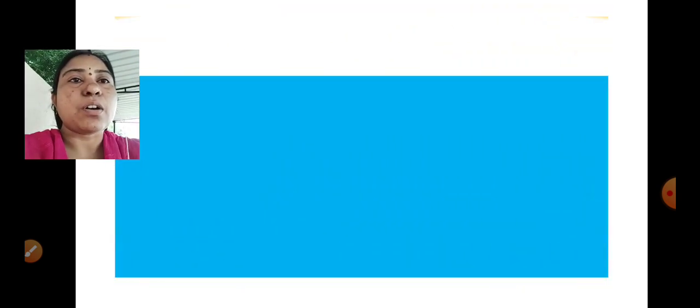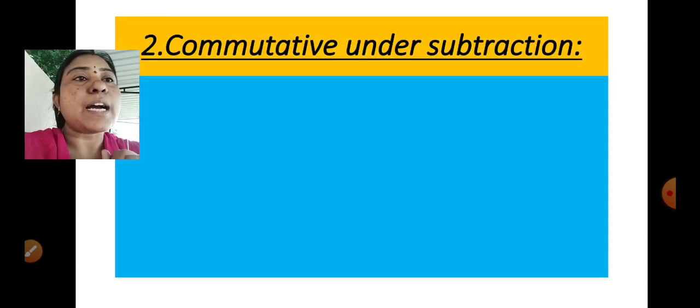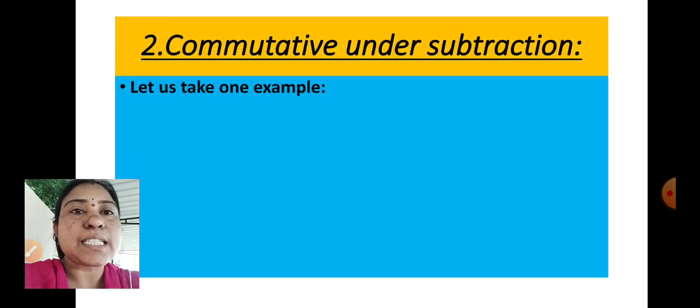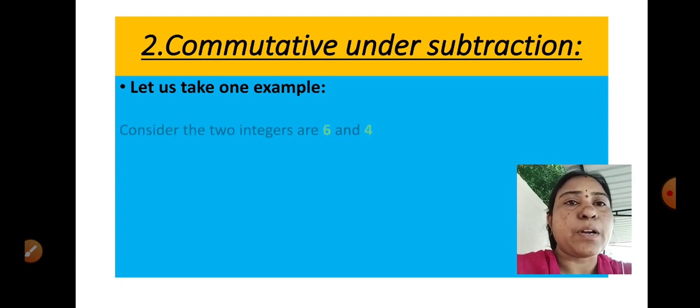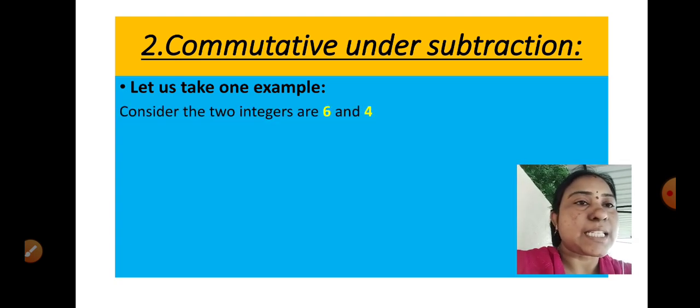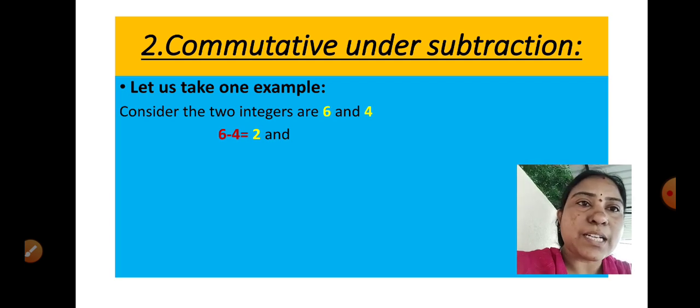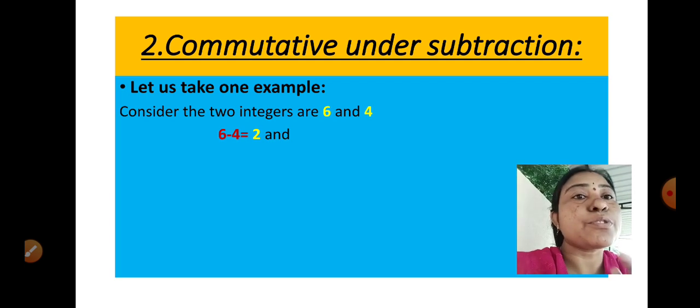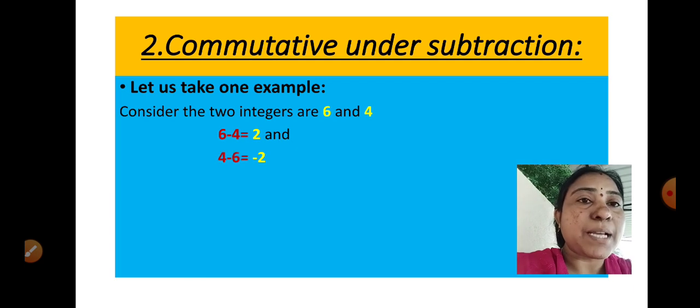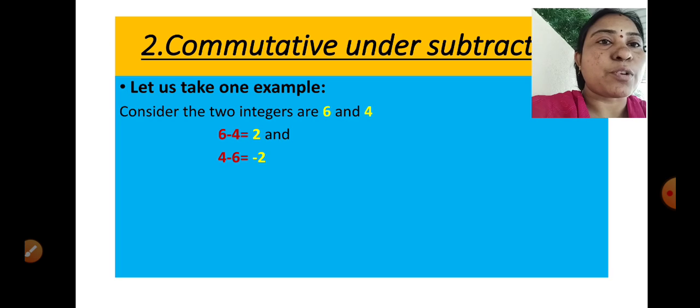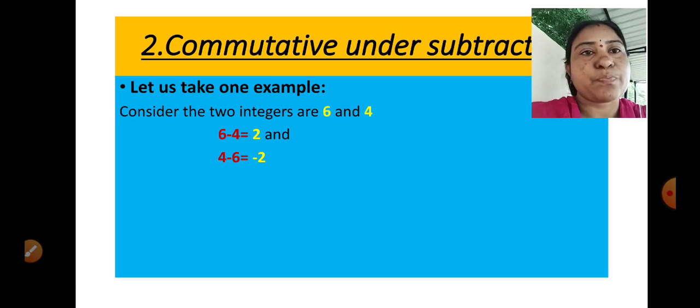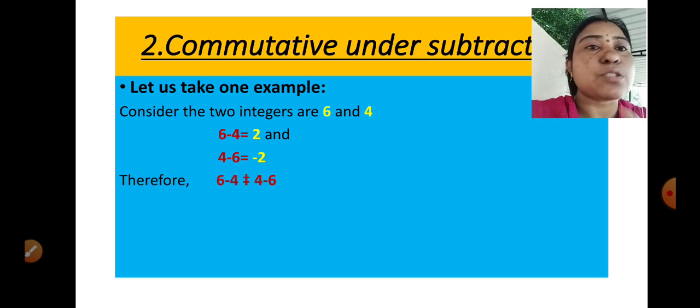Okay, now going to the next one, commutative under subtraction. For this, let us take one example. I am taking two numbers, 6 and 4. 6 minus 4 is equal to 2, and changing their places, 4 minus 6 is equal to minus 2. Here observe, 2 and minus 2 are not equal, both are different.